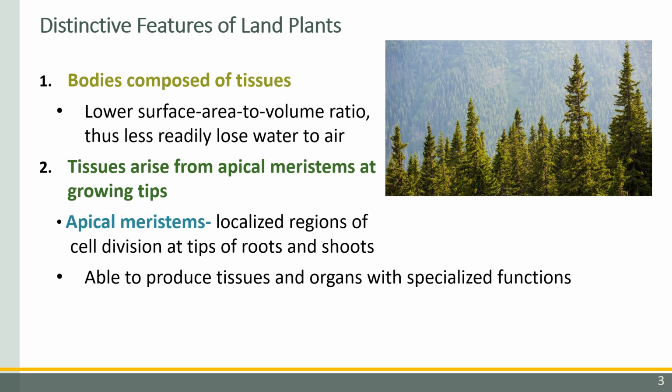Those tissues come from structures called apical meristems. So apical meristems are an important adaptation that allows for these plants to have different tissue types. So apical meristems are essentially just regions of high numbers of cell division. They happen at the tips of the roots and the tips of the shoots. So your plants are growing down from the roots, up from the shoots, and this allows for those specialized tissues and organs, which then in turn allows for larger, more complex bodies.